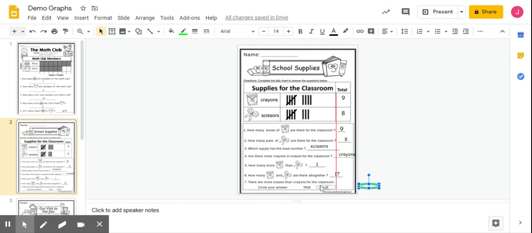So I drag it over and I would cover the false. And now my worksheet is complete.